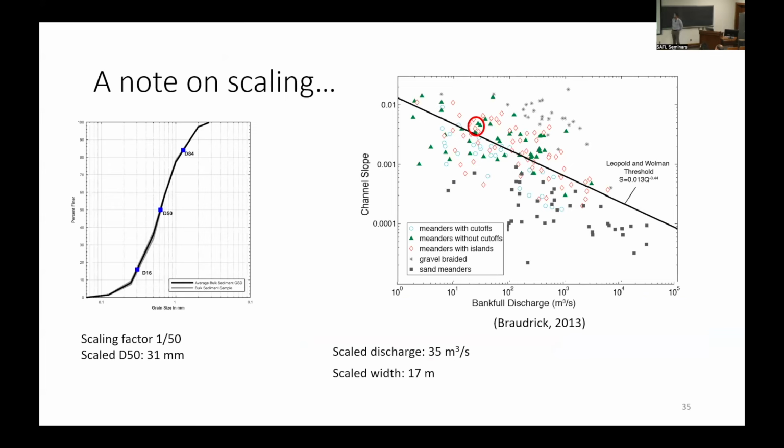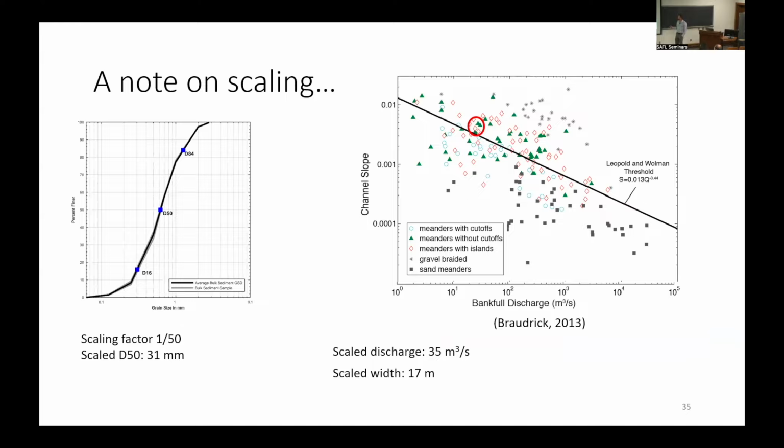Here's my note on scaling for this geometry. So here is our grain size distribution. If we use a scaling factor of 1/50, that would scale up to something like 31 millimeters for D50, and our discharge would be approximately 35 cubic meters per second with a width of 17 meters.